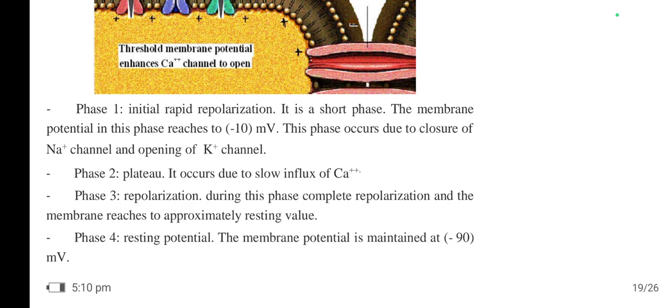In phase 1, initial rapid repolarization, it's a short phase. The membrane potential in this phase reaches to minus 10 mV, and this phase occurs due to the closure of Na+ channel and opening of K+ channel.